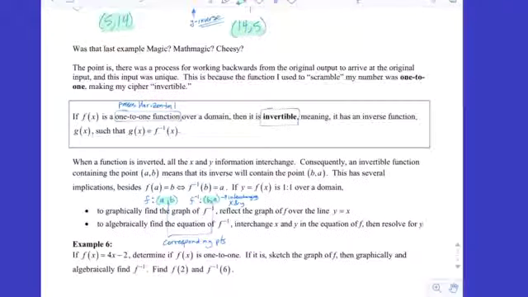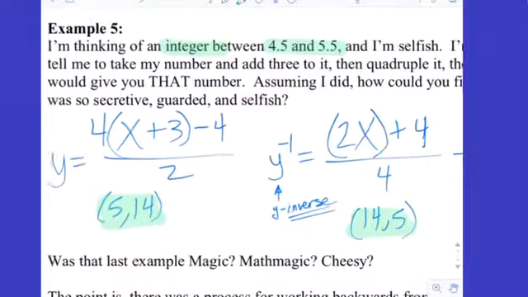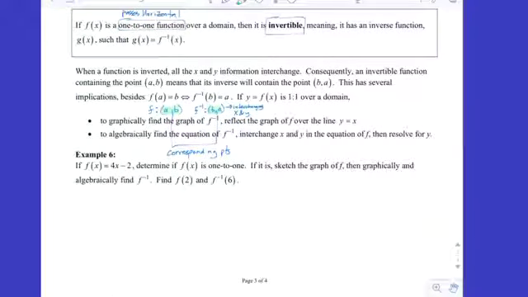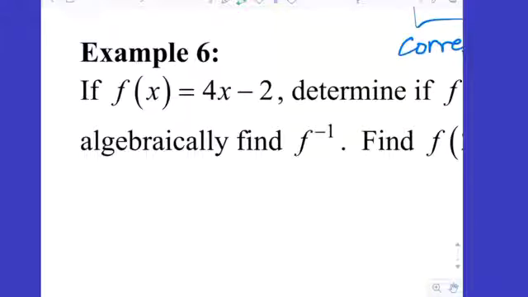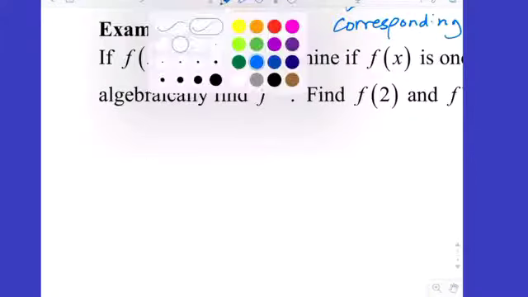Now sometimes finding the inverse by the intuition method, like we did up here, is a little bit time consuming or it's not real obvious. So we're going to come up with an algebraic strategy. And that takes us to example 6. It says, determine if 4x minus 2 is invertible. How are we going to determine if this function is invertible or not?